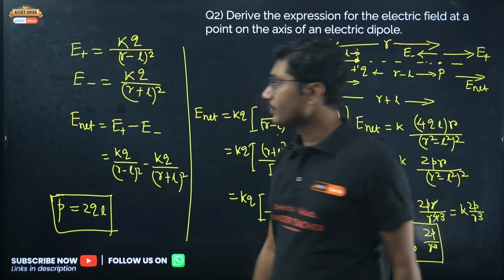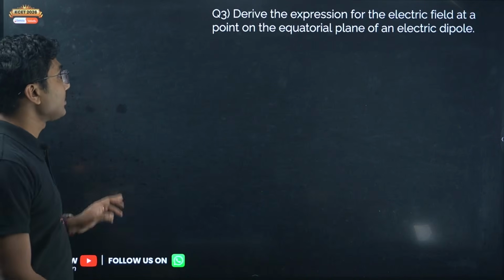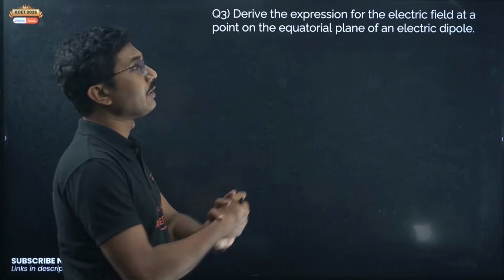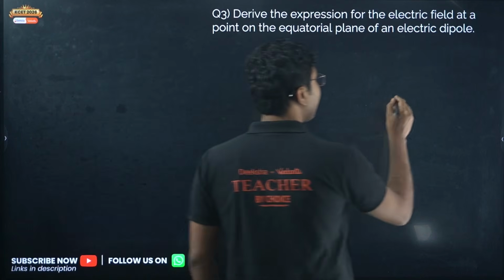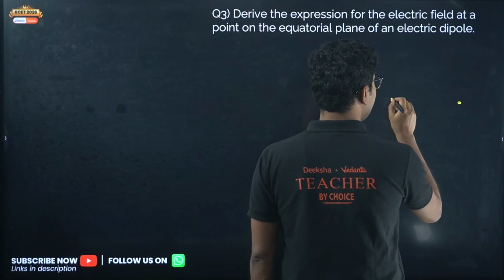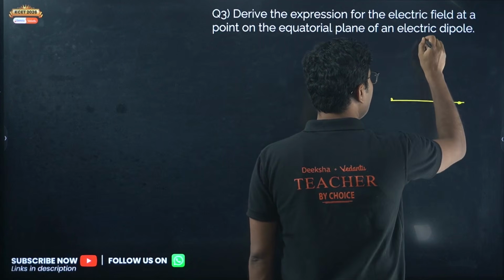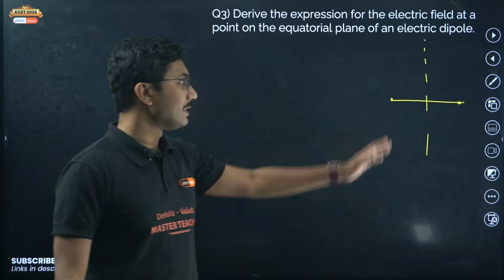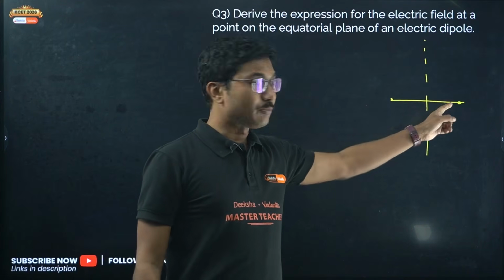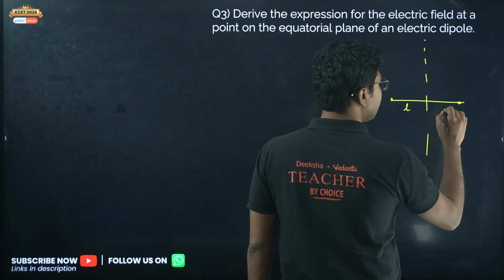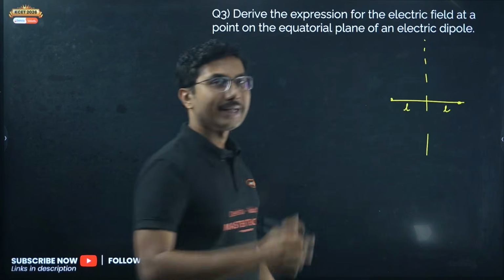Okay, now let's move on to the next question. Derive the expression for electric field at a point on the equatorial plane of an electric dipole. Some students find this a little difficult, so we will make it as easy as possible. So this is the dipole. Equatorial plane means the line or the plane which divides this dipole axis into two equal parts. So this distance is L, this is also L. Actually it is a plane, but we are taking a line.